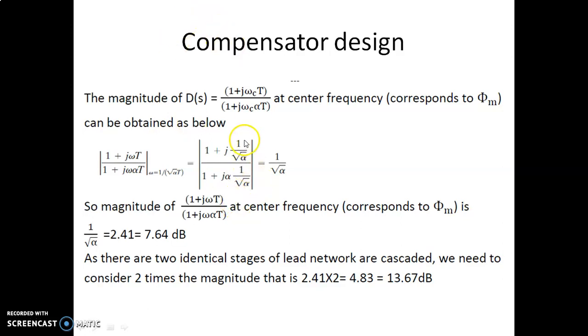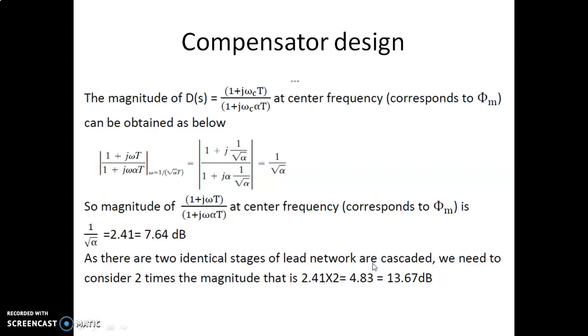We will now consider the magnitude given by this compensator at the frequency of maximum phase shift. It comes out to be 2.41, which is nothing but 7.64 dB. This is the magnitude introduced by the compensator to the overall compensated system. Since we are using two such identical systems, it is twice this value that we have to consider, which comes out to be 13.67 dB. This is the overall gain introduced by the two phase lead networks.